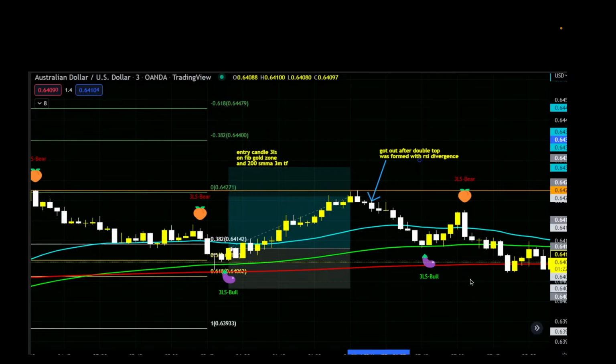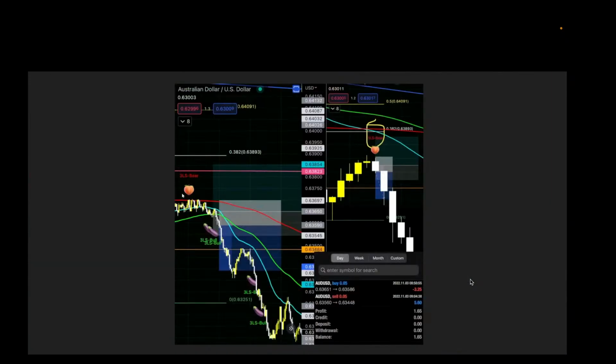So I got my 3-line strike, entered into my trade, started to ride the wave up, and got out of my trade early as it rejected and created a double top. So once we got this rejection, I got out right there. Still closed the trade in profit. Day 3 was 1 win and 1 loss.